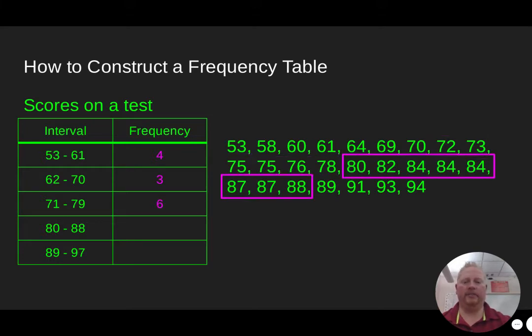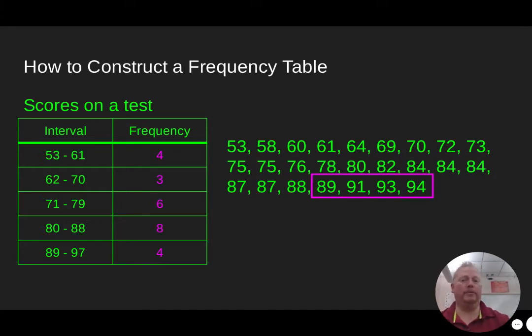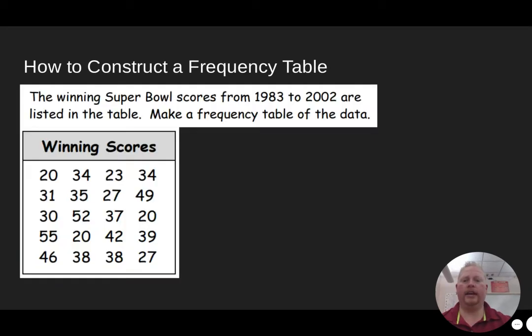Next interval, it looks like there's 1, 2, 3, 4, 5, maybe 8 of them there. And then for the last interval, there's only 4. So that's how you make your frequency table. Done deal. All right? Let's go ahead and try another one.